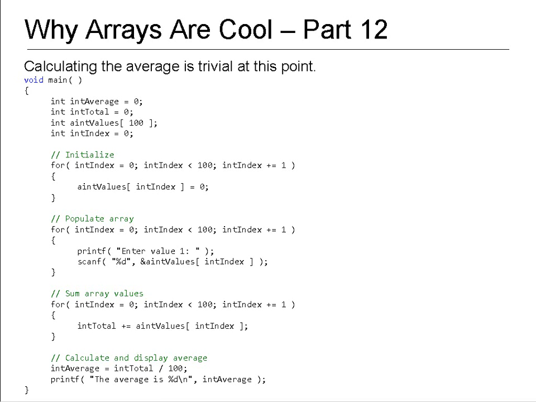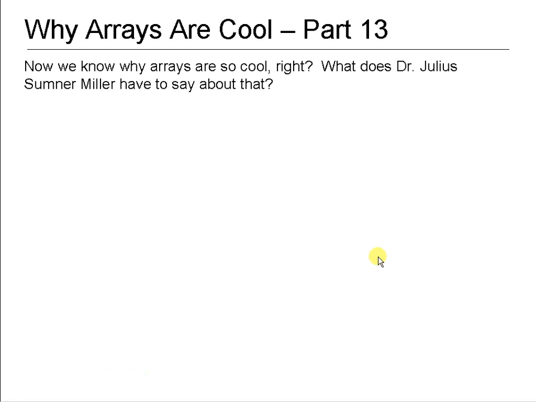So isn't that amazing? All this code here replaces those 300 lines that we had earlier. And now we know why arrays are so cool, right? So we want to ask, what does Dr. Julius Sumner Miller have to say about that?